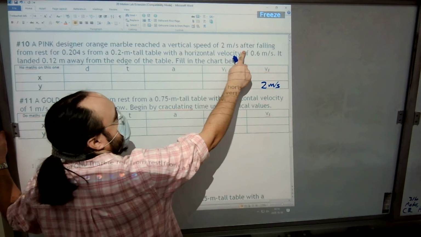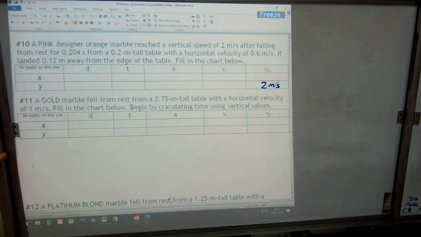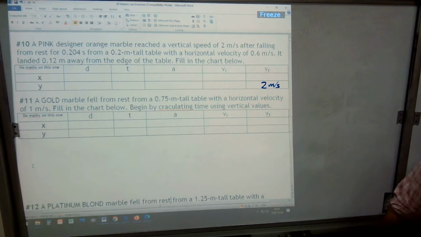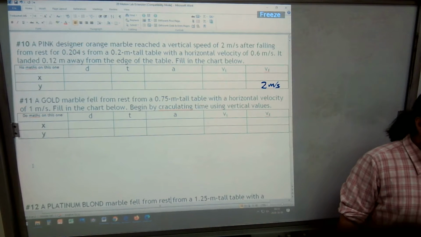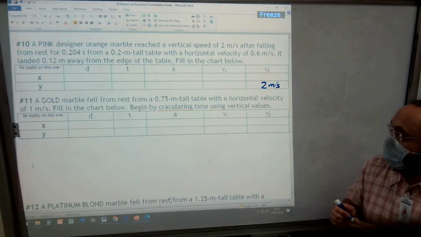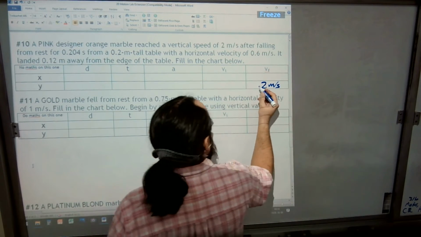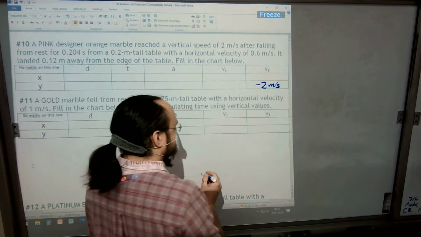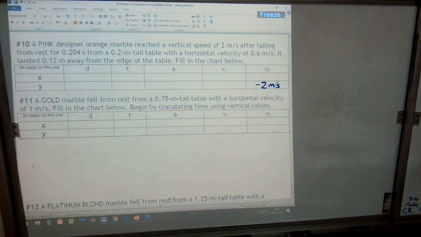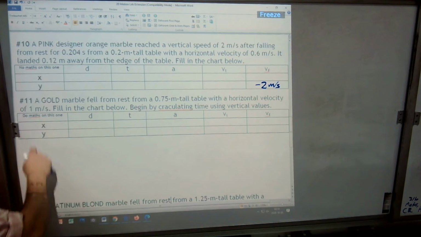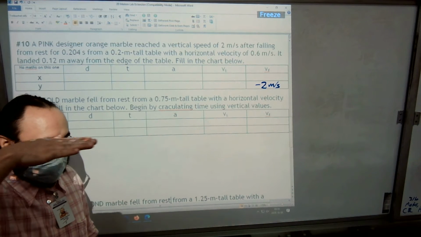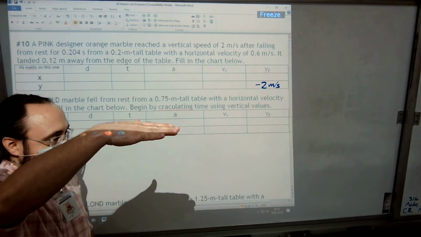Vertical speed of 2 meters per second after falling from rest. Dang, I forgot something here. It's falling. So what did I forget? Yeah, it should be negative because this thing is falling. It's going in the down direction. So now it says it's going 2 meters per second in the down direction. Okay, we did it right now. Okay, falling from rest. When it says from rest, that means that it comes off like this without moving down at all.